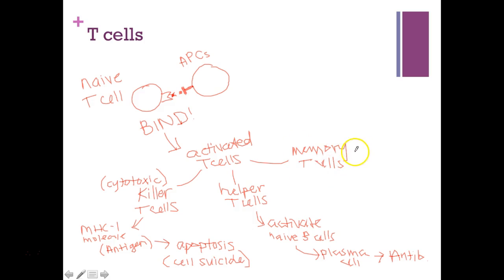So these memory T cells, what they're responsible for doing is remembering the antigen. Okay, they're remembering the antigen so that when we come into contact with that antigen again, let's say we go through the full infection, whatever, we kill off that pathogen with the antigen, and we're healthy again. Let's say we get reinfected with that pathogen, and now our body can recognize that antigen and move a lot faster.